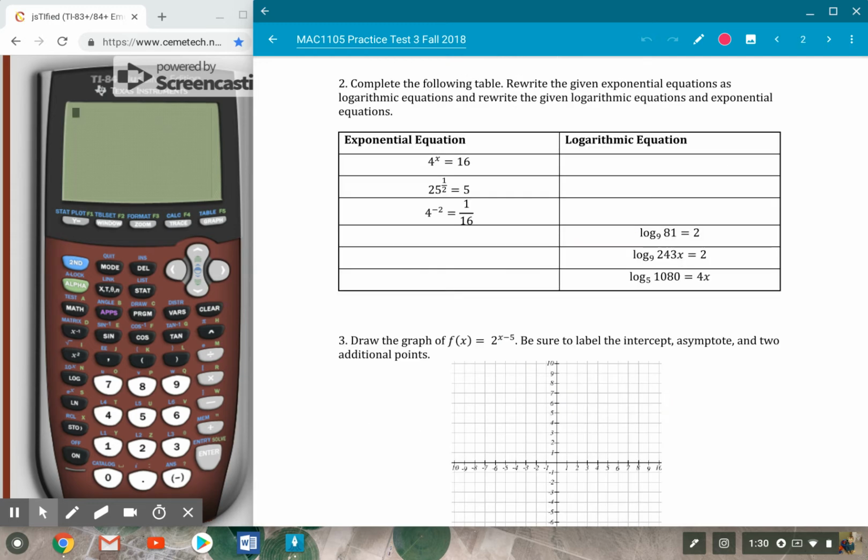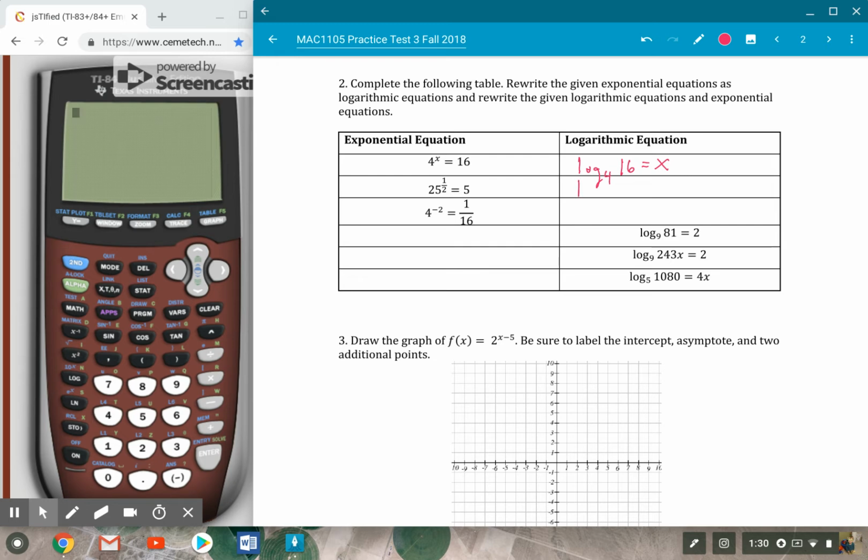Moving on to number 2, complete the table, just converting from exponential form to logarithmic form and vice versa. So with this 4 to the x equals 16, I could rewrite this as a log with base 4 of 16 is equal to x. Just 4 to the x equal to 16. We don't have to solve this.